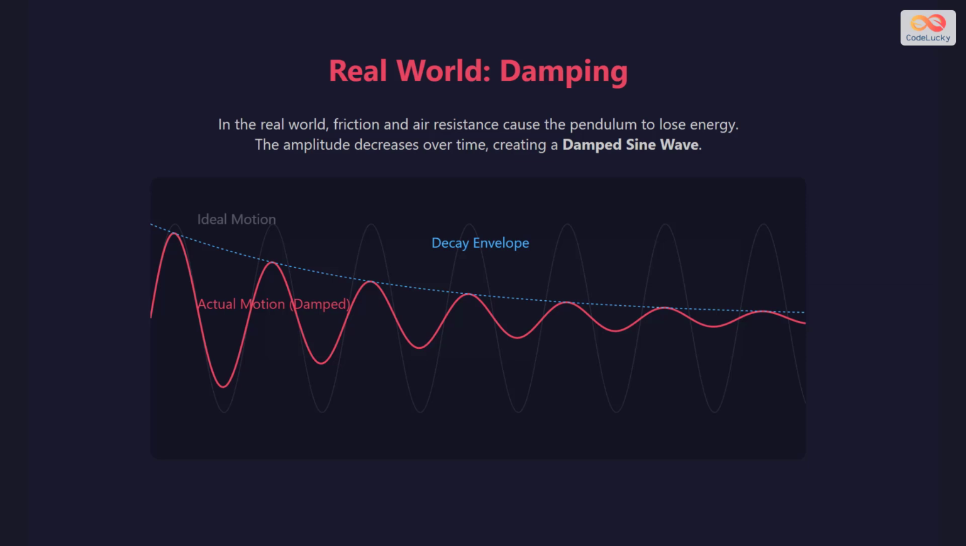It is important to note that our model assumes ideal conditions. In the real world, friction and air resistance act on the pendulum. This causes energy loss, meaning the swing gets shorter and shorter over time. We call this damping. While the period stays roughly the same, the amplitude decays, as shown by the blue envelope lines on the graph.